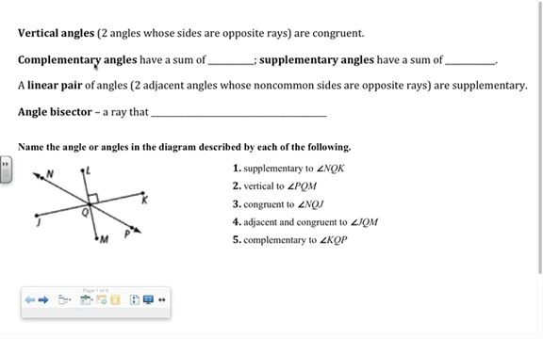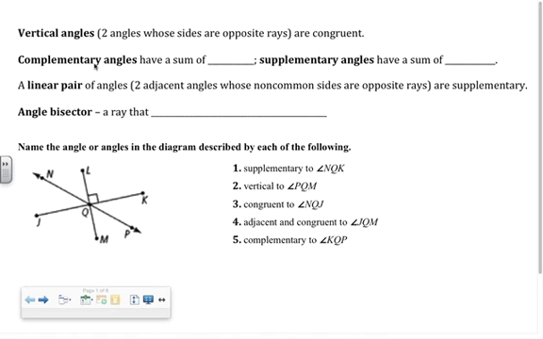Okay, as I was saying, today's session is all about angles. The first kinds of angles that you were exposed to were vertical angles, complementary angles, supplementary angles, linear pair, angle bisector. So let's go over that vocabulary.